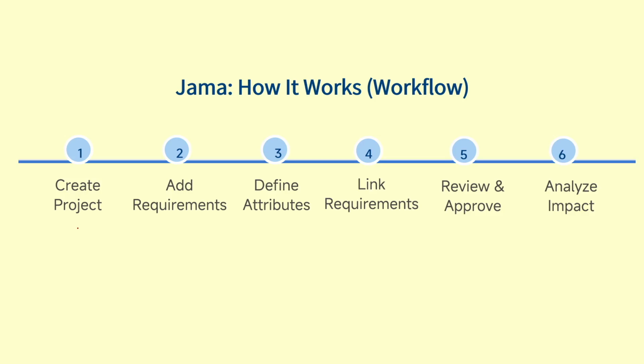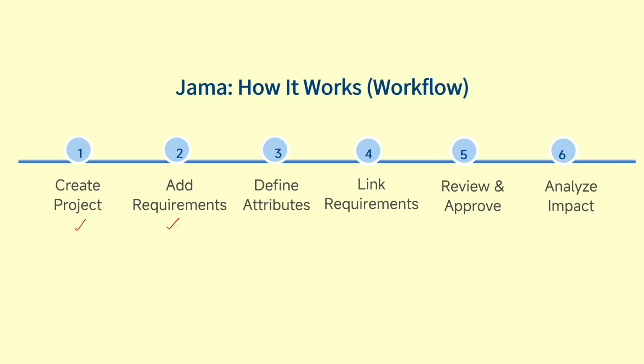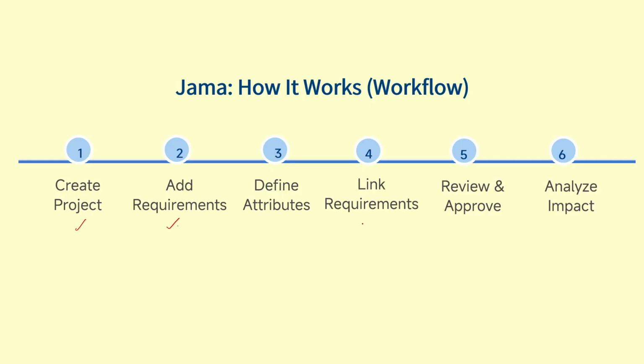So we'll just look at the workflow. The first step is creating the project. We have to create a project and add the requirements. Based on the project that we have been assigned, we will have a certain set of requirements. Everything has to be added sequentially, right? That is the second step. The third step is defining the attributes. We have to say in what aspect these requirements have to be checked. Those are the attributes. The fourth one is linking the requirements.